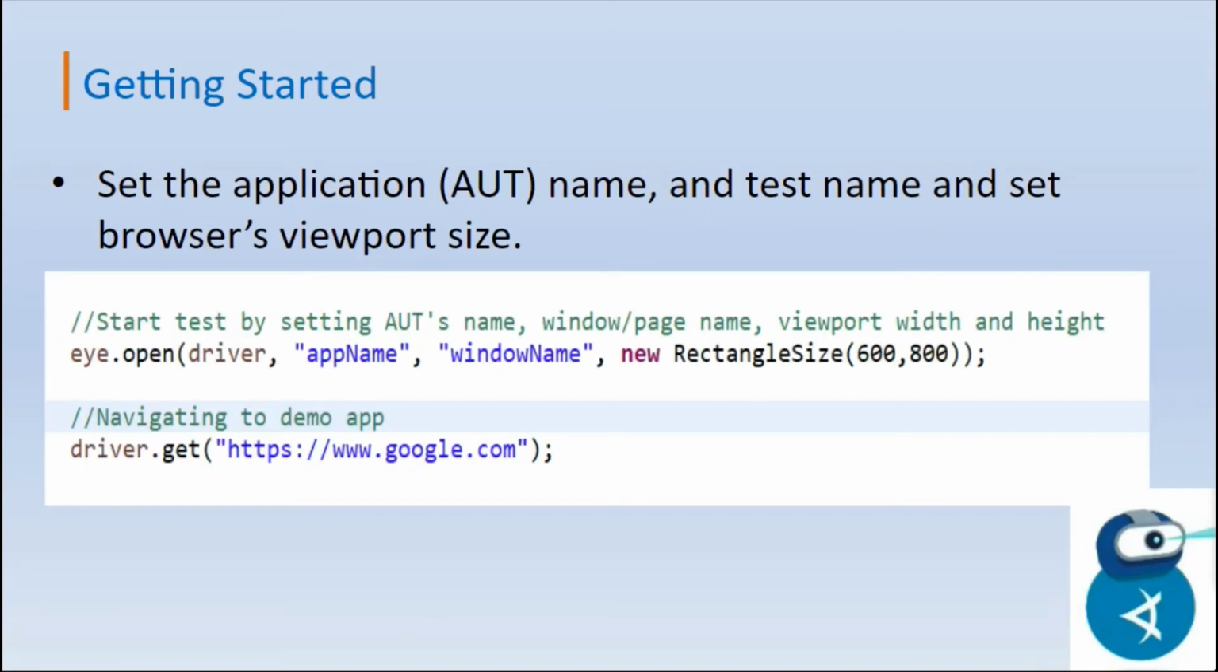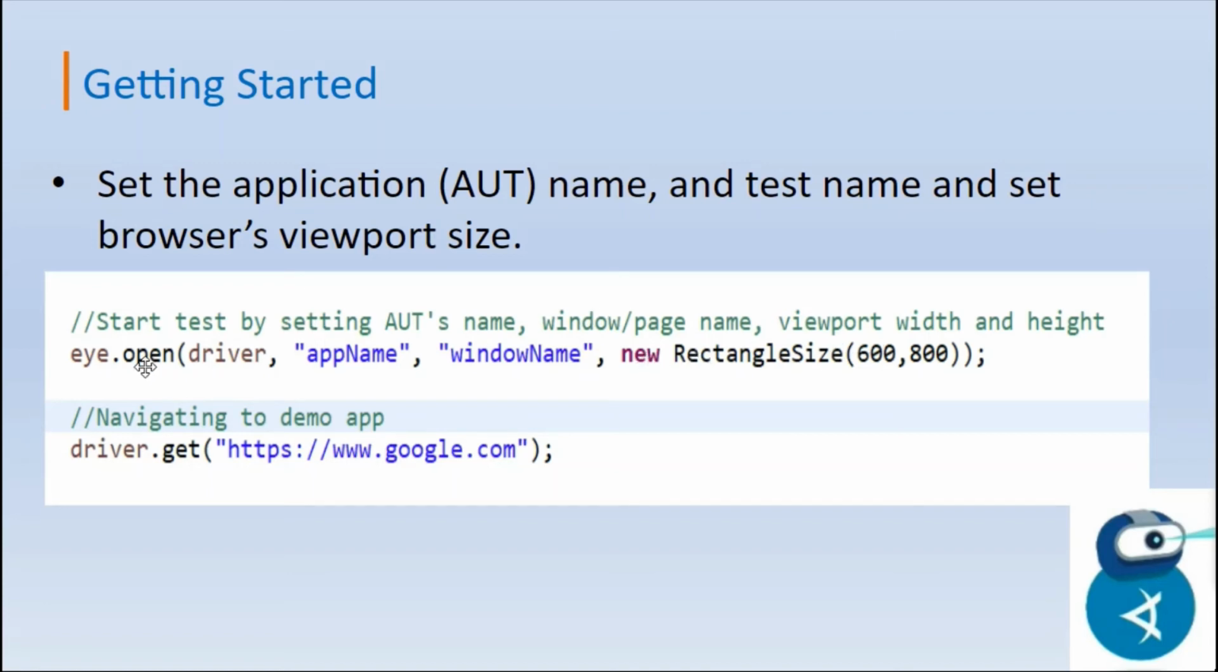After setting the API key, you have to use the eyes.open method. In this open method, you can clearly see that we have different arguments. First, you have to pass the driver. Second is the app name, whatever application is under test, you have to put the name here. Then the window name or the page name, like login main page. Then the rectangle size, it's the viewport size, the screen size that it is going to capture. You can mention it here.